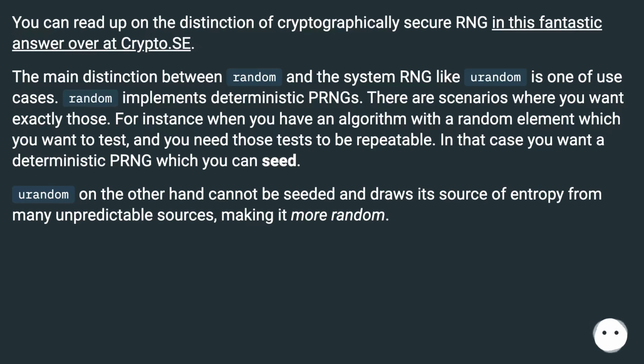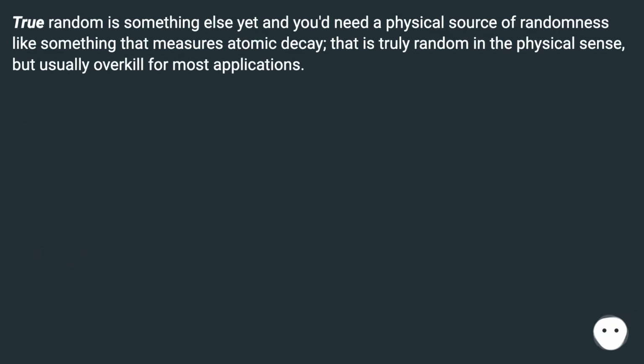Urandom, on the other hand, cannot be seeded and draws its source of entropy from many unpredictable sources, making it more random. True random is something else yet, and you'd need a physical source of randomness, like something that measures atomic decay. That is truly random in the physical sense, but usually overkill for most applications.